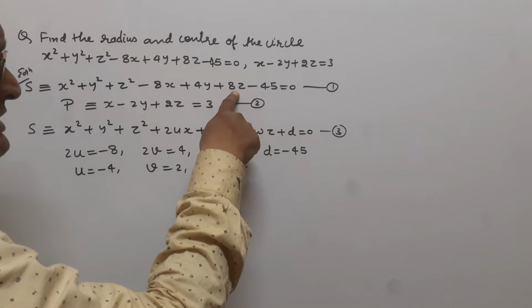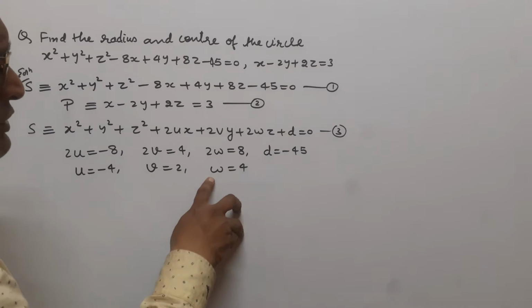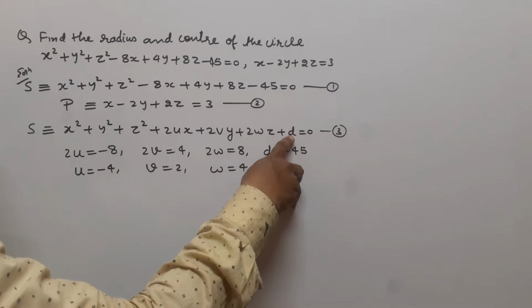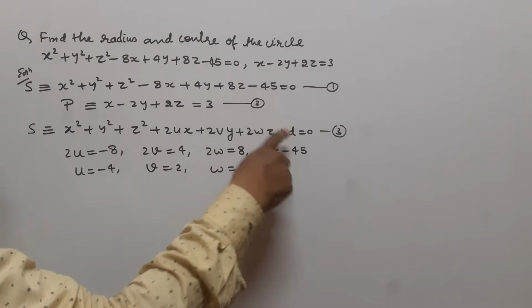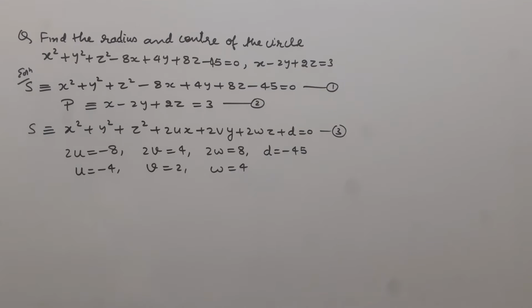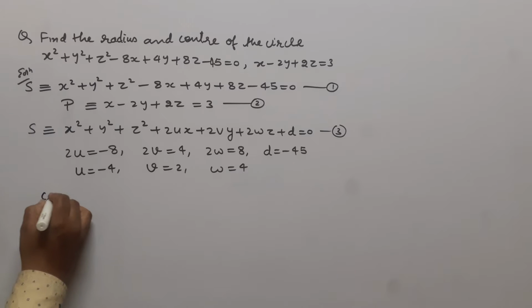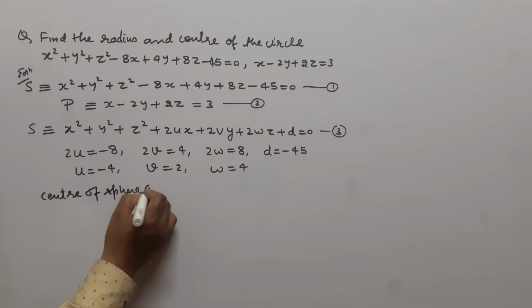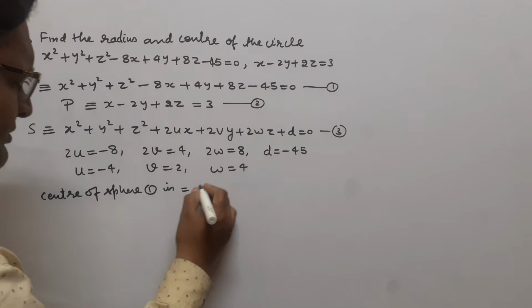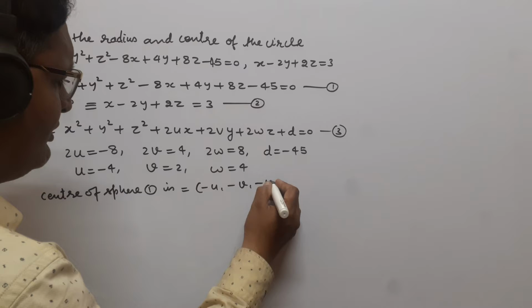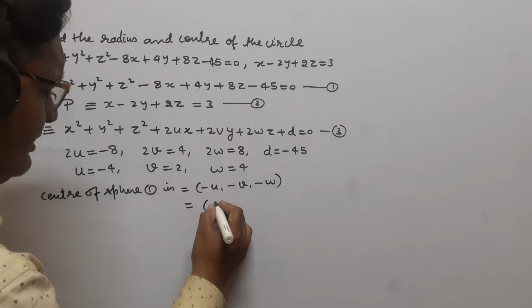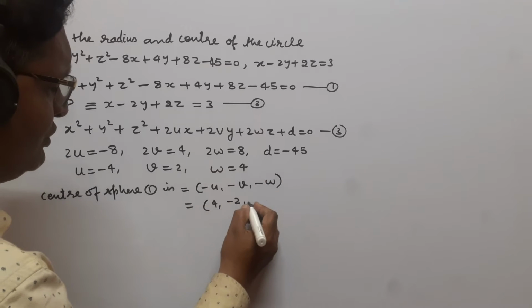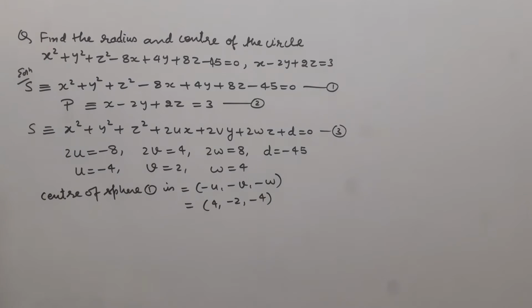Here the coefficient of z is 8. So 2w is equal to 8. So w is equal to 4. And the constant term is d here. Here the constant term is minus 45. So d is equal to minus 45. So first we find here center of sphere 1 is, that is minus u, minus v, minus w. So here this is 4, minus 2 and minus 4. So this is the center of given sphere.